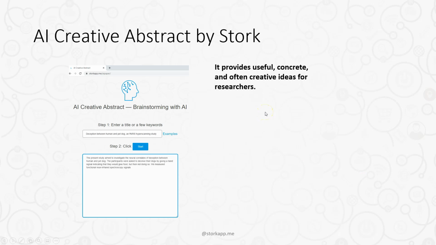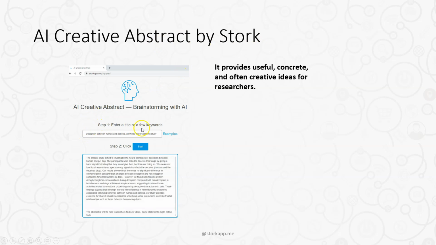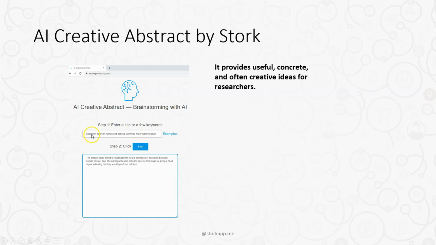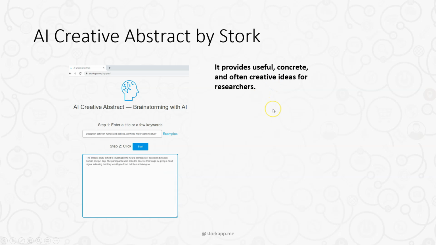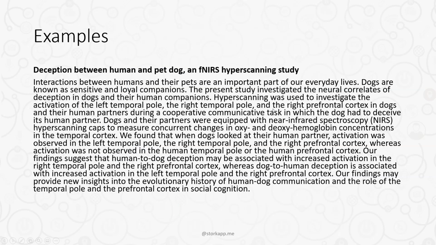So this is the interface of AI Creative Abstract by Stork. You can see that in step 1, you enter a title, and this title is in the format of a research paper title. And then if you click Start, it will generate an abstract for you in a few seconds. It provides useful, concrete, and often creative ideas for researchers. And let's see a few examples.